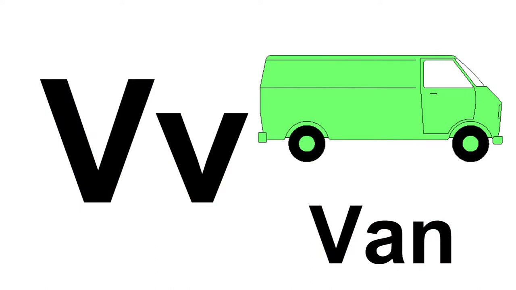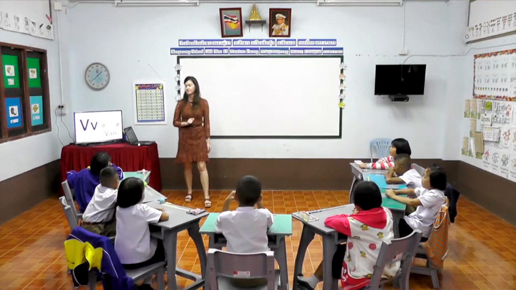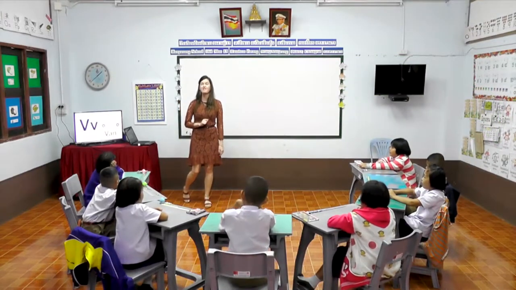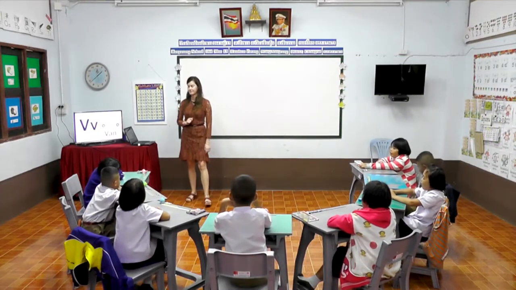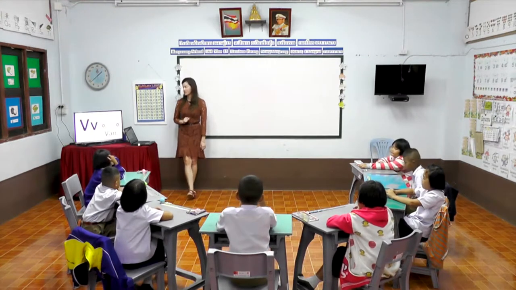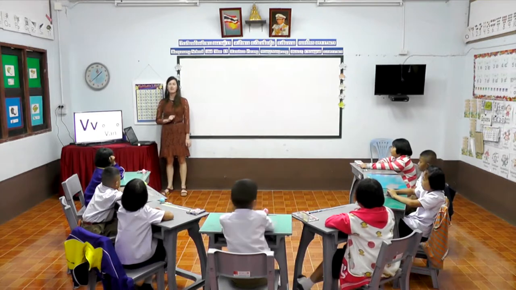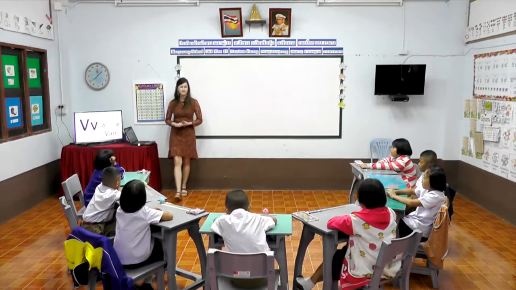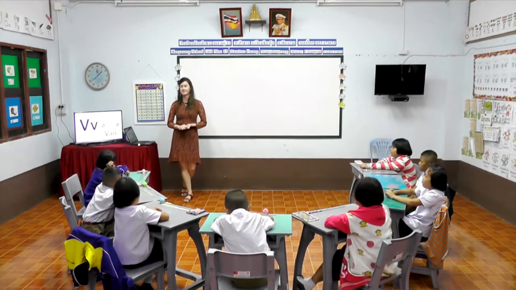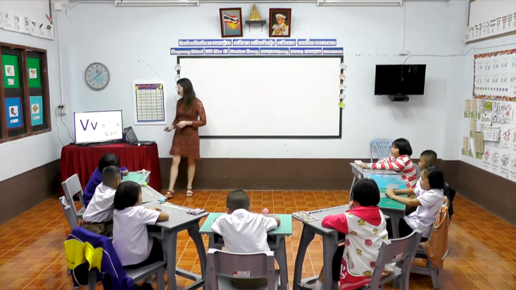V. And this is a van. It's like a long car. A van. V is for van. V is for van. Va, van. V, v, van. Good job. V is for van. V, v, v. Great job.